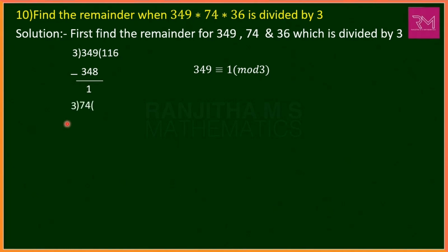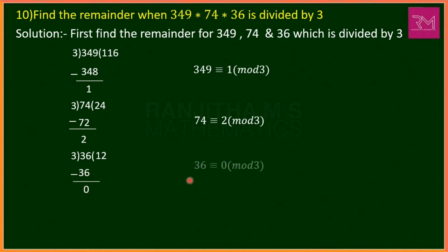In a similar way, we find the remainder for 74 when divided by 3. We get the quotient 24. Here 3 into 24 is 72. If we subtract 72 from 74, we get the remainder 2. Therefore 74 is congruent to 2 mod 3. Similarly, find the remainder for 36 when divided by 3. The quotient is 12. 3 into 12 is 36. 36 minus 36 is 0. Therefore 0 is the remainder here, and 36 is congruent to 0 mod 3.